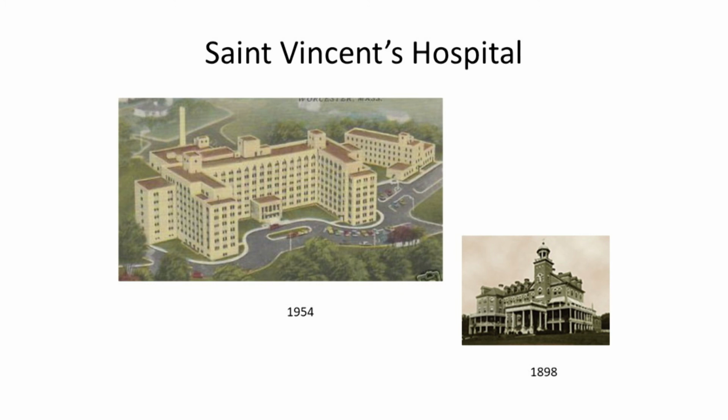But just to give you a little bit of background, the original St. Vincent's Hospital goes back to 1898, and that was a little bit farther down the hill on the other side of Winthrop Street near Vernon Street. And that building was demolished after the hospital moved up to the Crompton Estate, and there's a medical arts building in that area today.